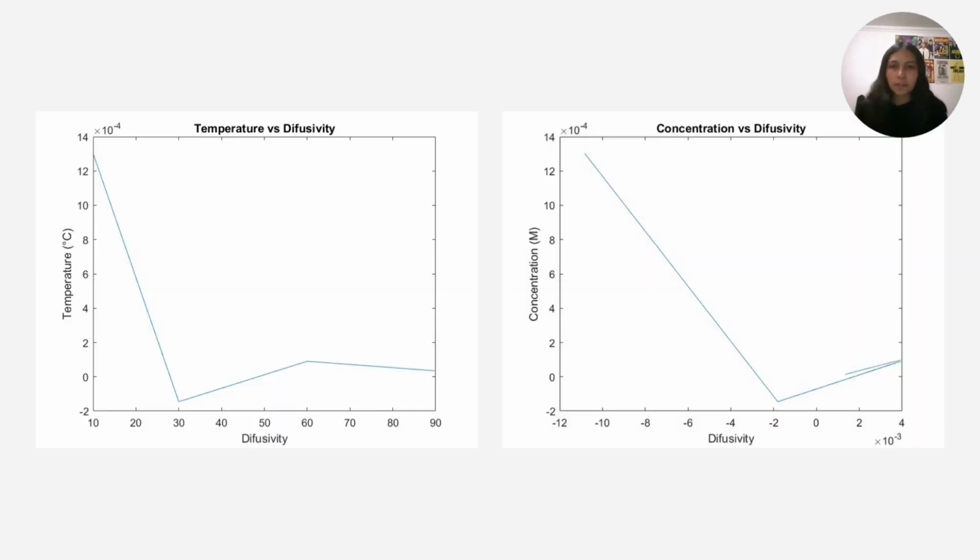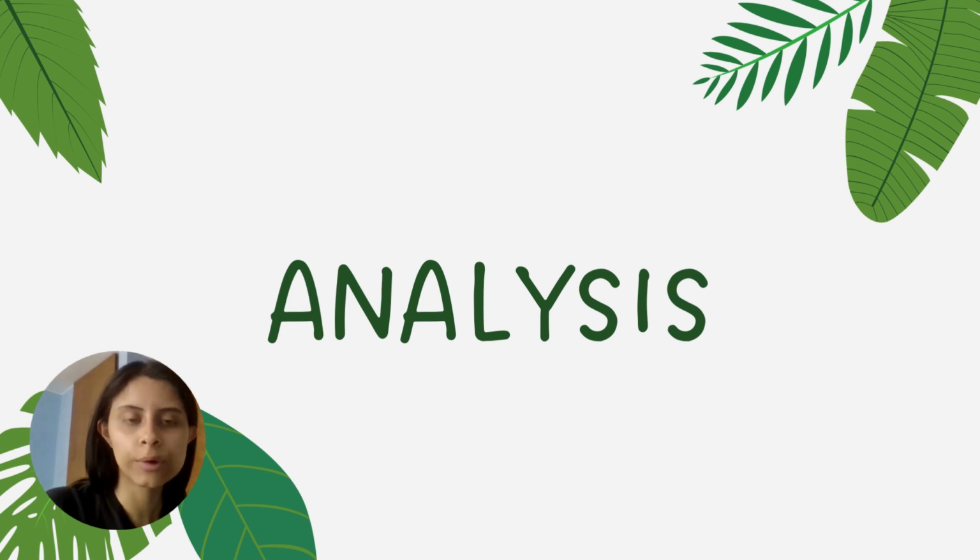Finally, we can observe the graphs of diffusivity as a function of temperature and as a function of the difference in concentrations with time. In terms of temperature, an exponential decrease in diffusivity can be seen as the temperature increases, and with concentration, we can see something similar except for an outlying value at the end. This will be explained in a moment. Now we will move on into the analysis.